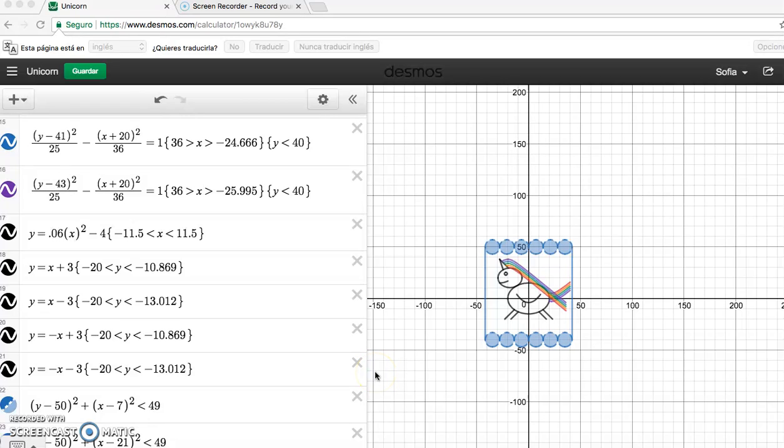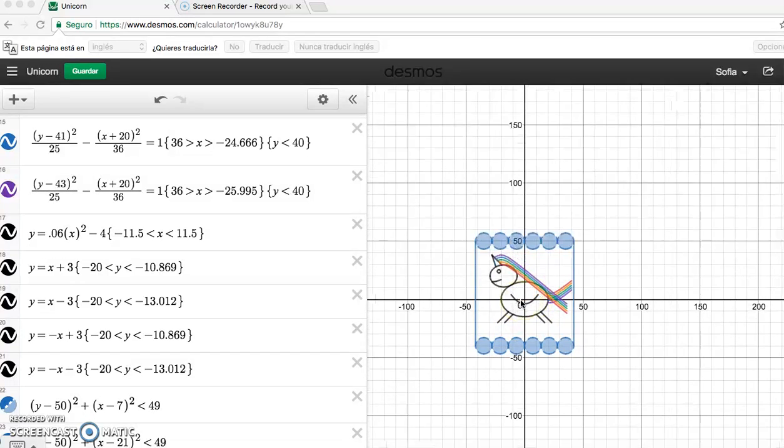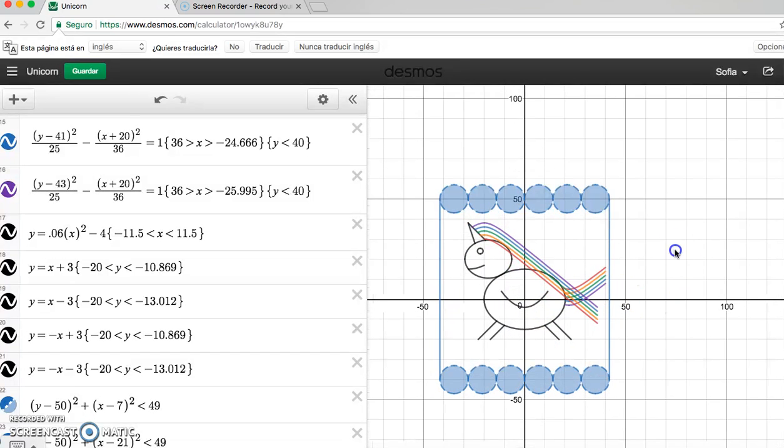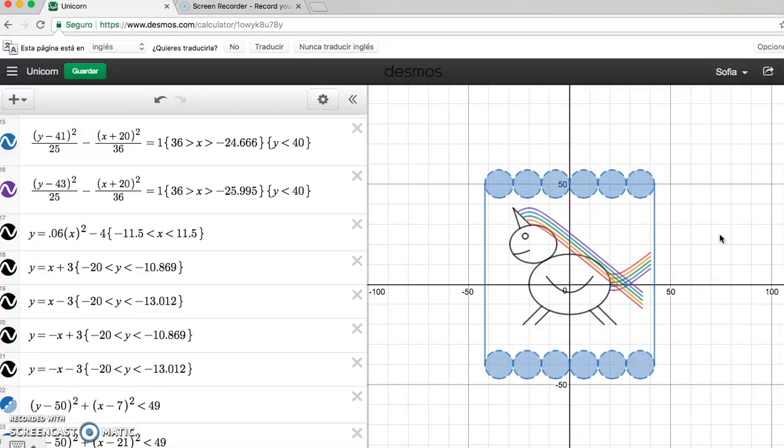This is my conic section project, and I'm Sofia Rubio. For my drawing, I decided to do a unicorn that is in a cloud.